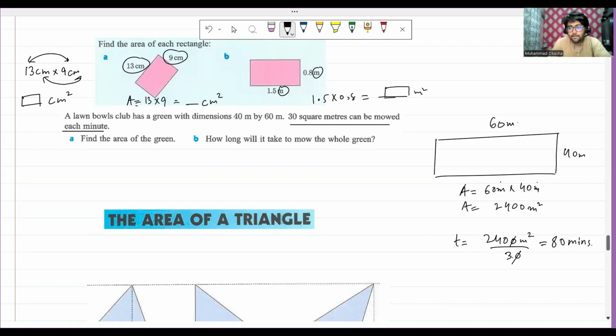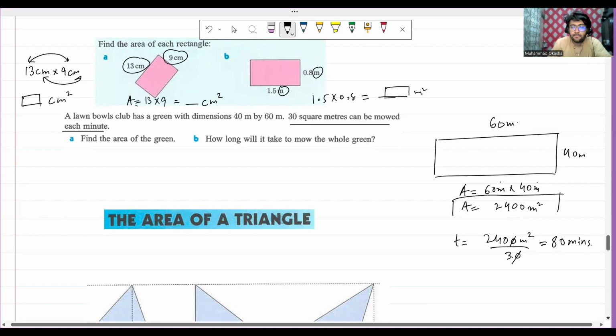Because this is the total area, right? It takes 1 minute to mow 30 square meters. So how long would it take to mow the whole green? Of course, you'll divide it by 30. You can double check your answer. I'm not very good with calculations.